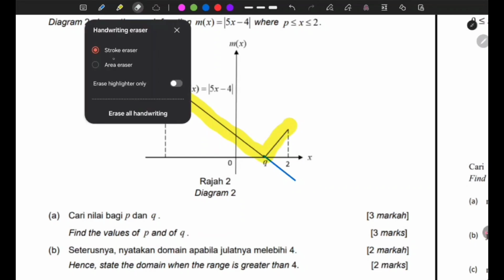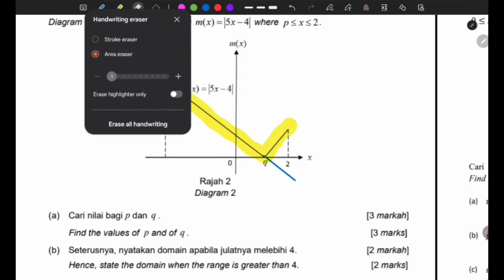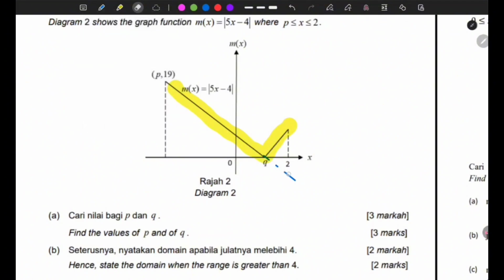But because of the existence of the modulus, the graph reflects to above. Remember I told you the function of a modulus is to make numbers positive. That's the reason why from the negative side it reflects up to the positive side. So that's why you will get a V shape.